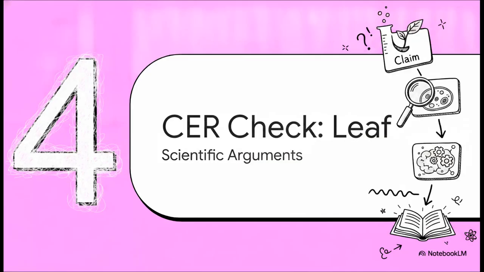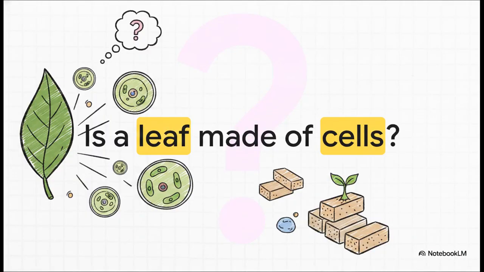Section 4. CER check, leaf cell claim. Okay, now for the grand finale. Let's take all these foundational concepts we just learned and actually apply them to a scientific argument. Here's the mystery to solve. Is a leaf made of cells? Take a second and mentally formulate an answer. Think back to our rules for living versus non-living. Do you have a hypothesis?